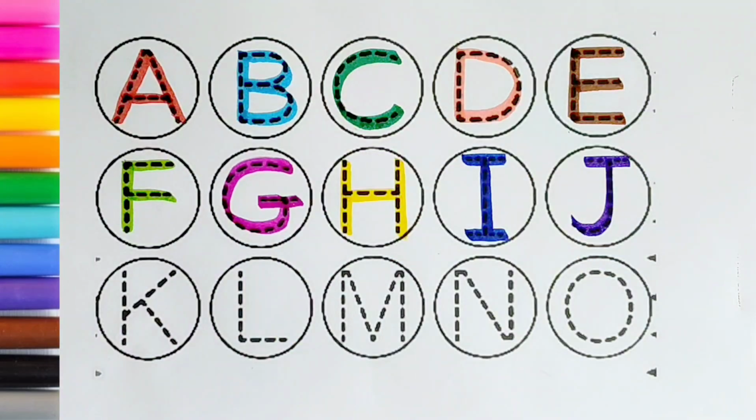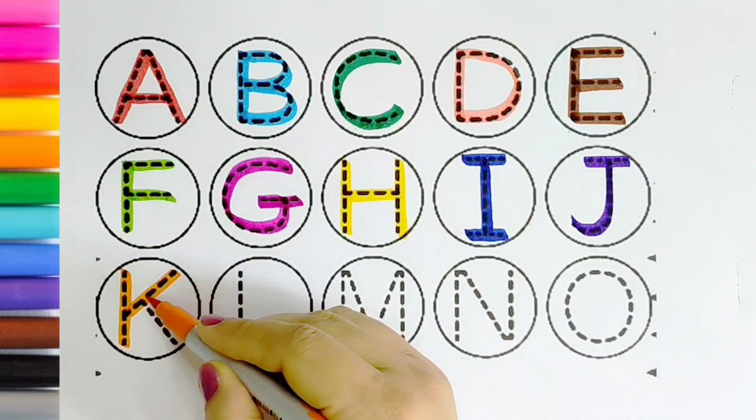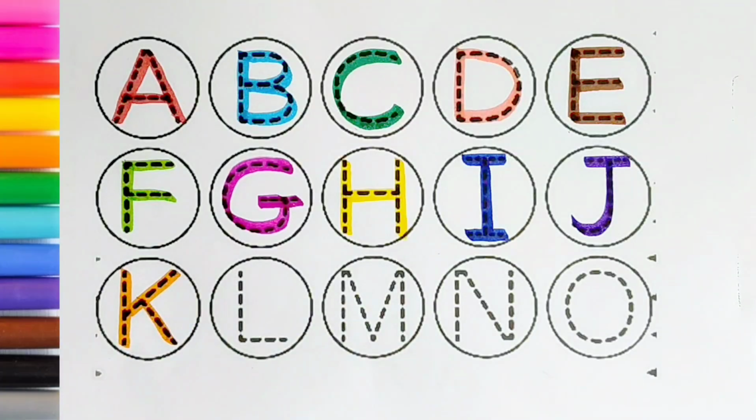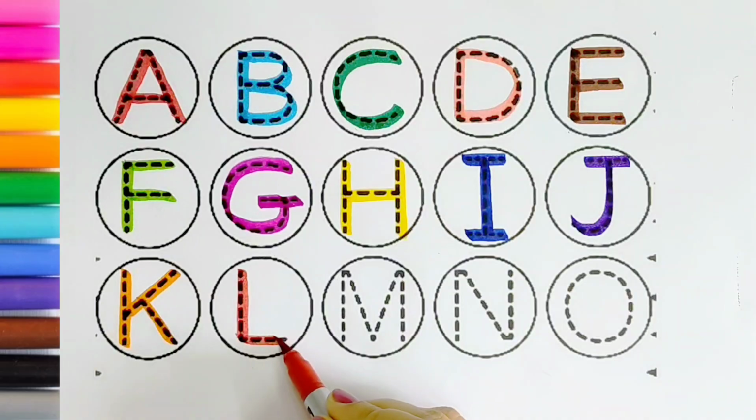Orange color. K. K for kite. Red color. L. L for lemon.